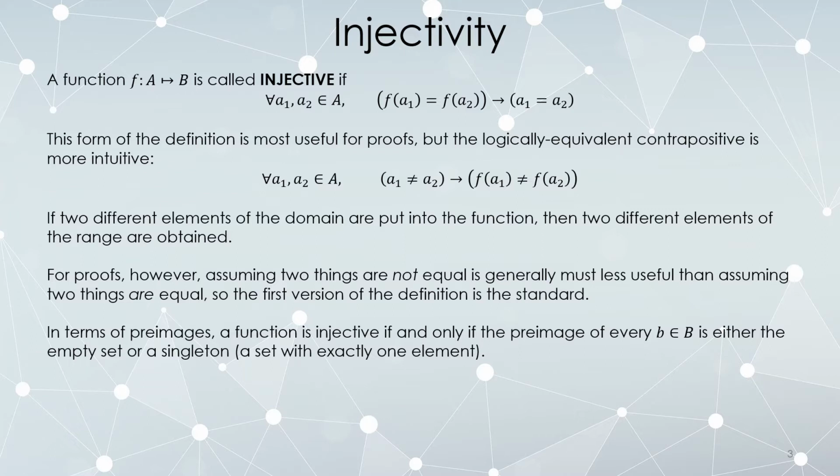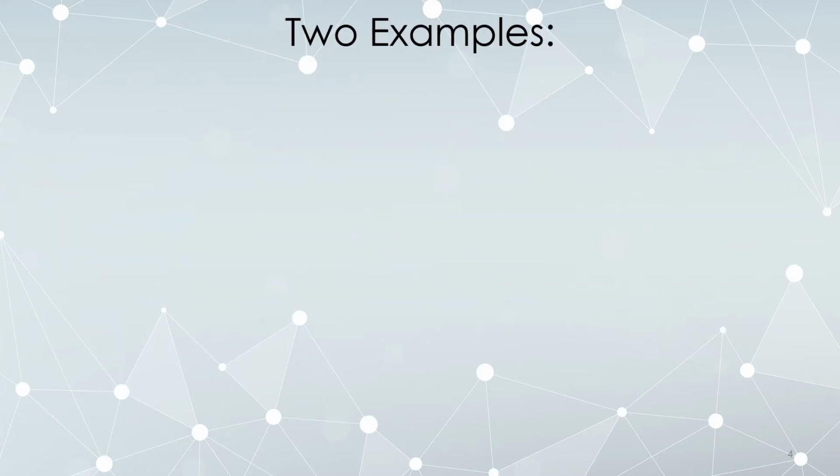Basically, if a function is injective, then no preimage can have two things in it. If the preimage had two things in it, then I could have f of two different things be equal, because I'm looking at the preimage of a single element, so I got out the same thing, but I started with two different things. So here are a couple of examples.